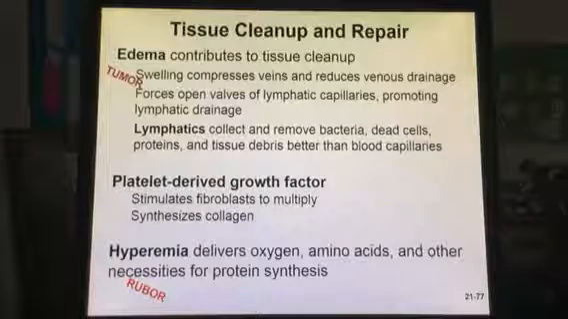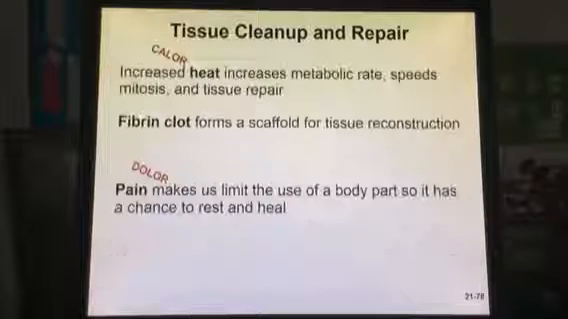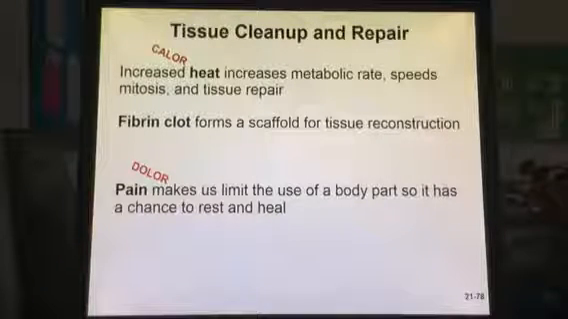Hyperemia, that increased blood flow, is also going to deliver oxygen, amino acids, and then other molecules that are necessary for protein synthesis. And basically that's going to help with the repair. These cells need to be able to make the proteins that they need. Increased heat is going to raise the metabolic rate, speed up mitosis and tissue repair. So we know if there's been some cells that have been damaged, we need new cells to replace them. And then pain helps us to limit the use of that body part so that body part has a chance to rest and heal.